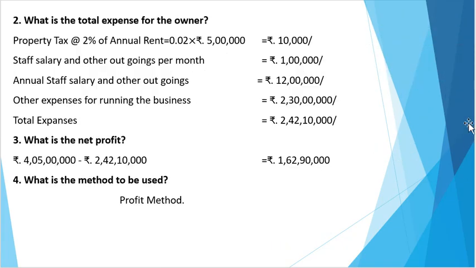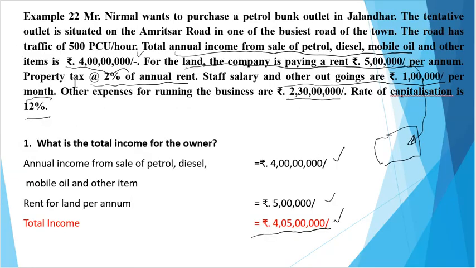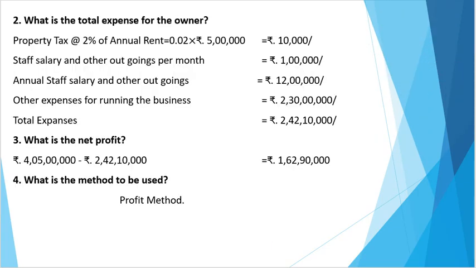See, he has given you property tax as 2% of annual rent. So annual rent is 5 lakh, 2% of annual rent: 0.02 multiplied by 5 lakh is 10,000.